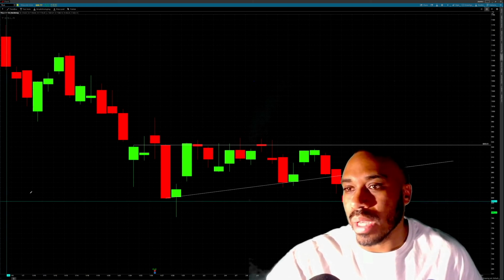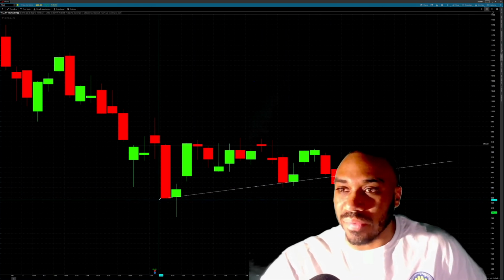And then we got these kind of diagonal rising supports and falling resistances.